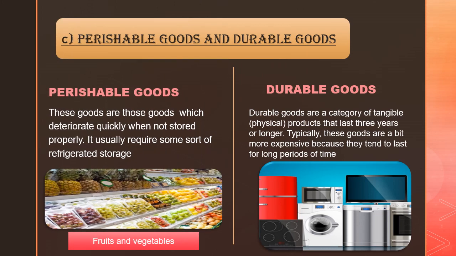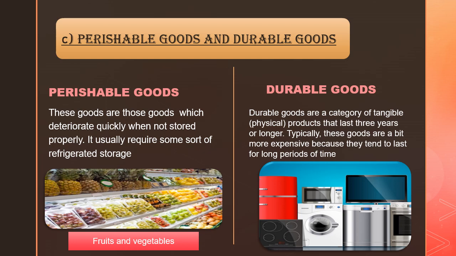So the third type here is perishable goods and durable goods. Perishable goods means those goods which deteriorate quickly when not stored in proper conditions. Basically, those goods whose lifespan is very less, like fruits and vegetables. Their lifetime is very less, you know very well, if they are not stored in refrigerated stores. So they are covered under perishable goods, whose lifetime is less.